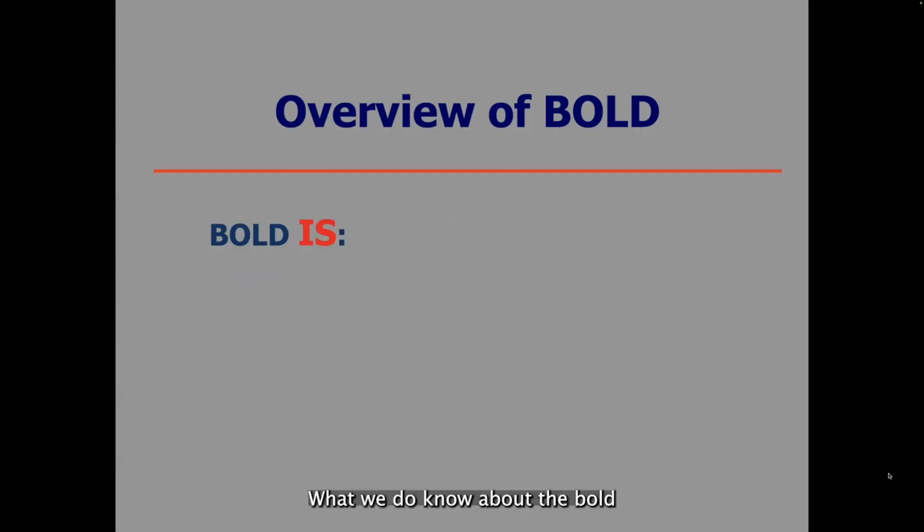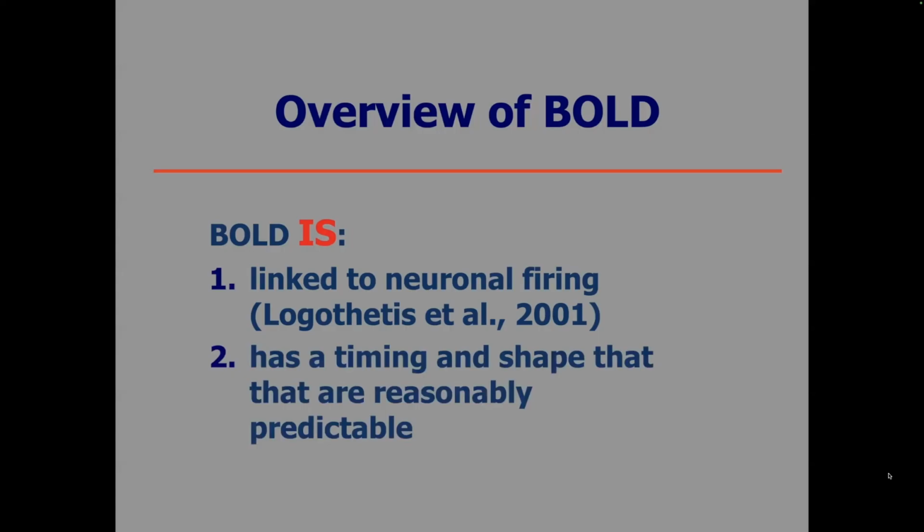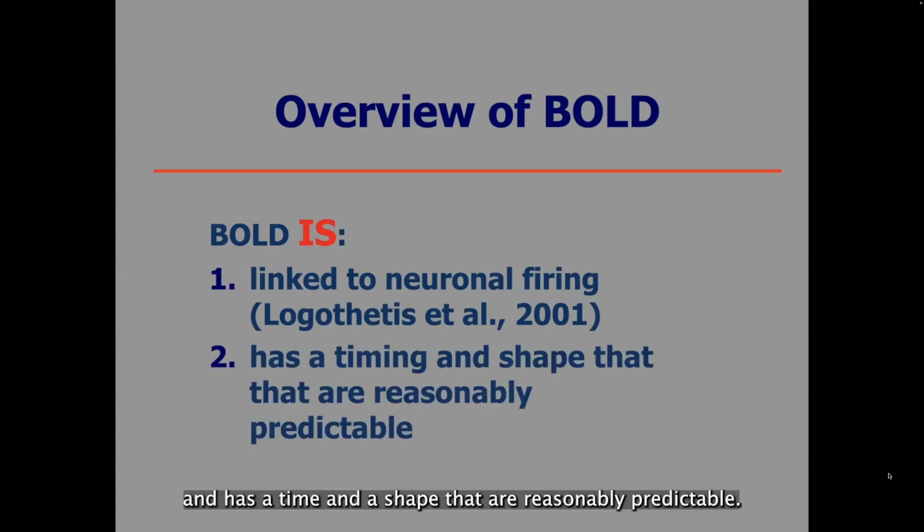What we do know about the bold signal, the fMRI signal, is that it's linked to neuronal firing directly. And so it is a reliable, indirect measure of neuronal firing. It has a time and a shape that are reasonably predictable. And I showed you that waveform a moment ago. It usually comes on and peaks at around 6 seconds. And so we can look for that shape, that signal, across the entire brain pretty reliably and know that when we see it, there's more neurons firing.